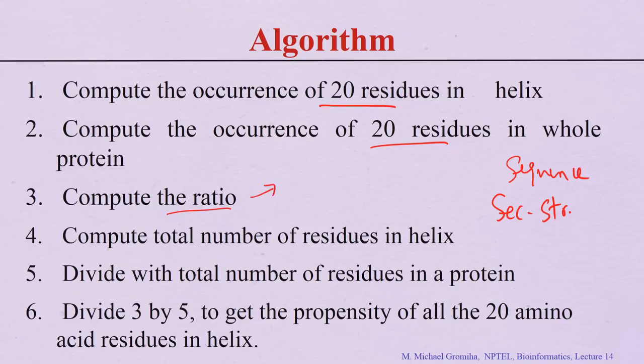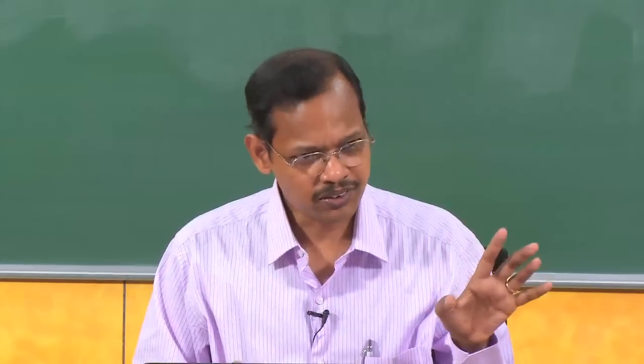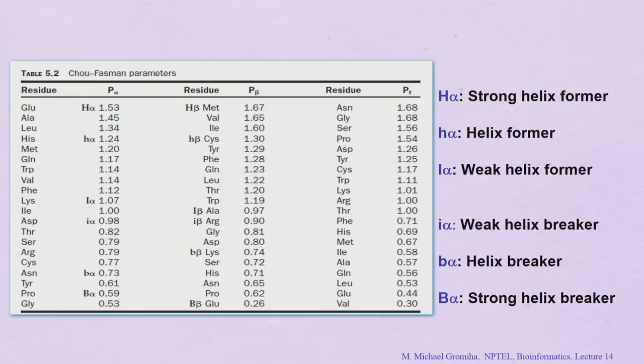This will give you a percentage of residues type i in helix. Then, the second step, you take the total number of residues in helix and the total number of residues in a protein, that is n alpha by n. This will give you the percentage of residues in alpha helix. Then you divide this by this, and you can get the propensity of all the 20 residues in helix. You can repeat for all the proteins and finally you can get the propensity values.